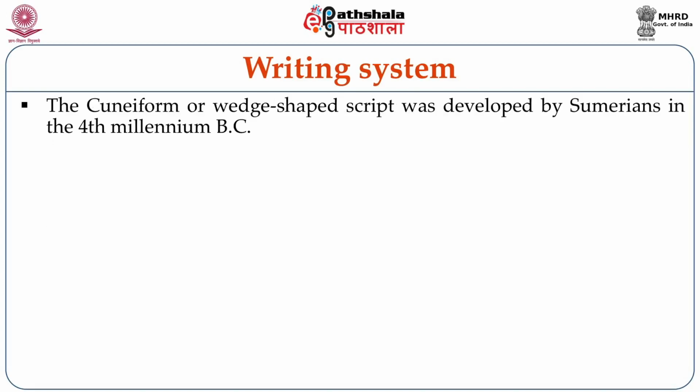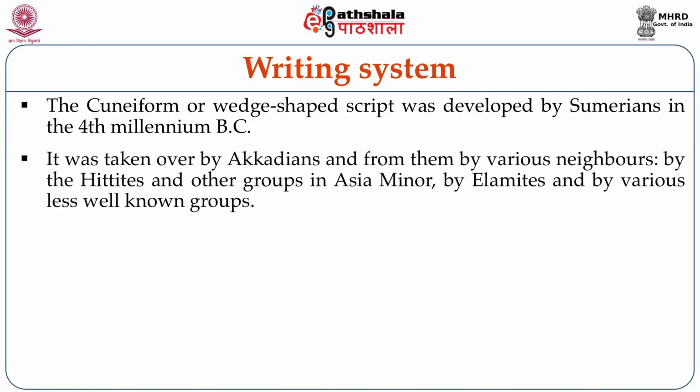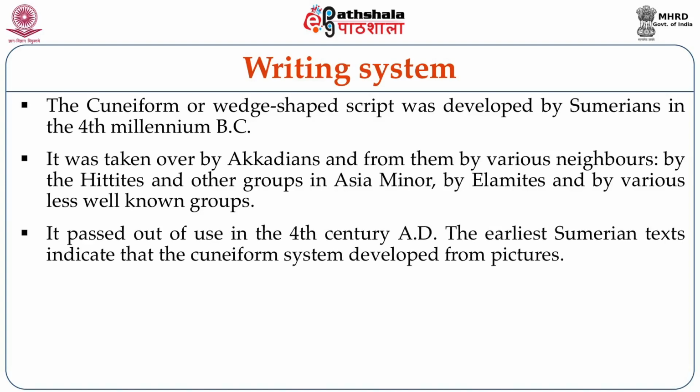The cuneiform or wedge-shaped script was developed by Sumerians in the 4th millennium BC. It was taken over by Akkadian and from them by various neighbors, by the Hittites and other groups in Asia Minor, by Elamites and by various less well-known groups. It passed out of use in the 4th century AD. The earliest Sumerian texts indicate that the cuneiform system developed from pictures.